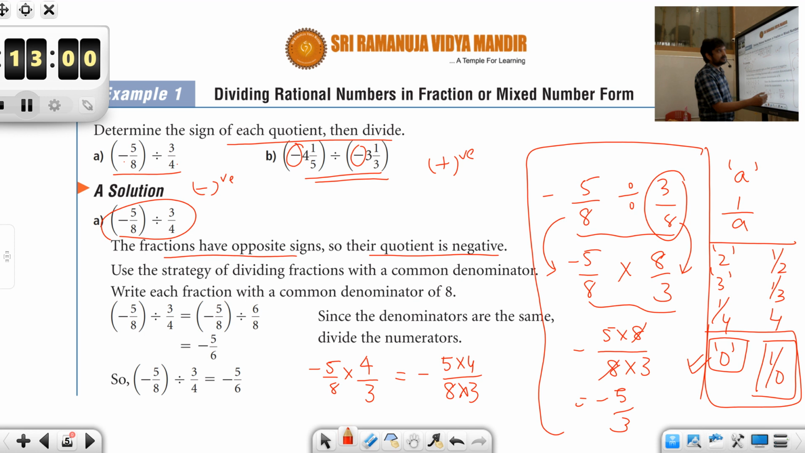Try to divide by 4: 4 ones are 4, 4 twos are 8, and then 2 times 3 would become 5 upon 6. Okay, students? And since the sign is negative, you will be putting minus on top of this. So the answer is minus 5 by 6. Let's look at the other example.